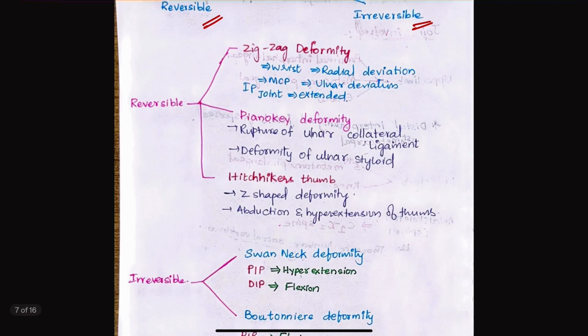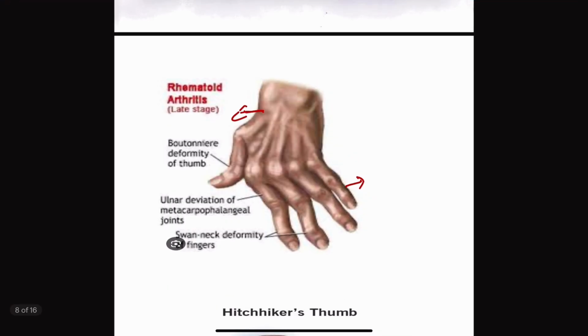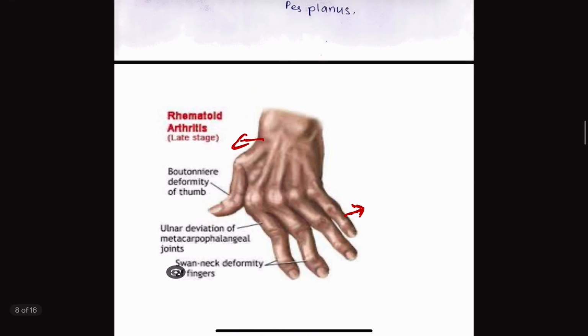The most important reversible deformities are zigzag deformity, piano key deformity, and Hitchcock's thumb. In zigzag deformity, the wrist will have radial deviation and the metacarpophalangeal joints will have ulnar deviation, and there will be extension of interphalangeal joints. You can see here there is a radial deviation on this side and an ulnar deviation over here. The wrist is deviated towards the radial side, and the metacarpals and phalanges are deviated towards the ulnar side. This is what is meant by zigzag deformity.